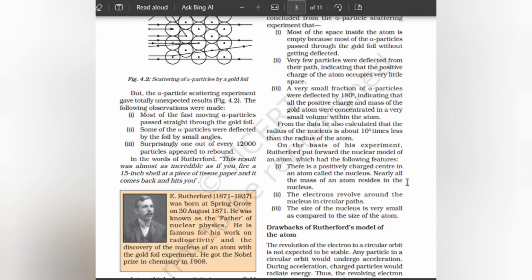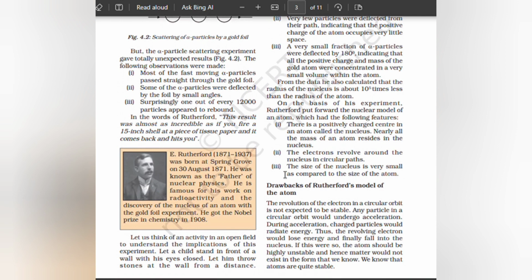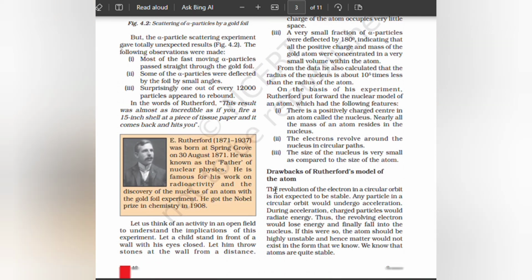There is a positively charged center in the atom called the nucleus. Nearly all the mass of an atom resides in the nucleus. The electrons revolve around the nucleus in circular paths. The size of the nucleus is very small as compared to the size of an atom.